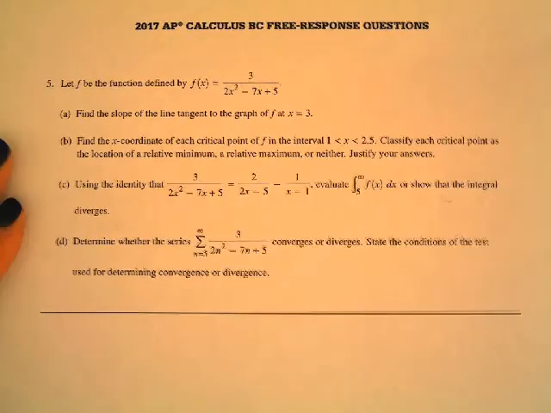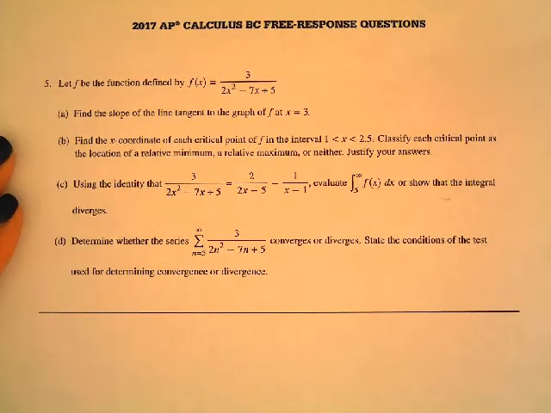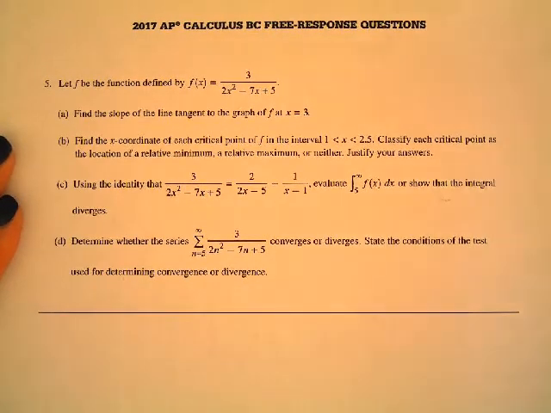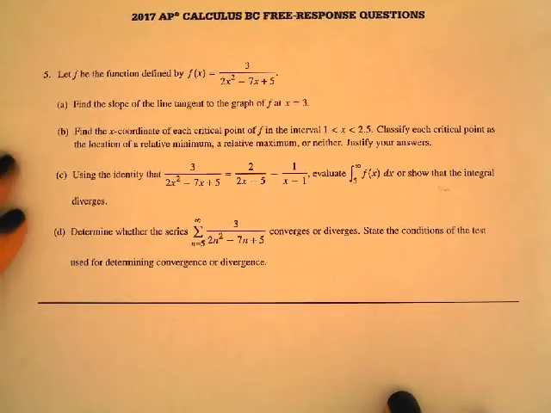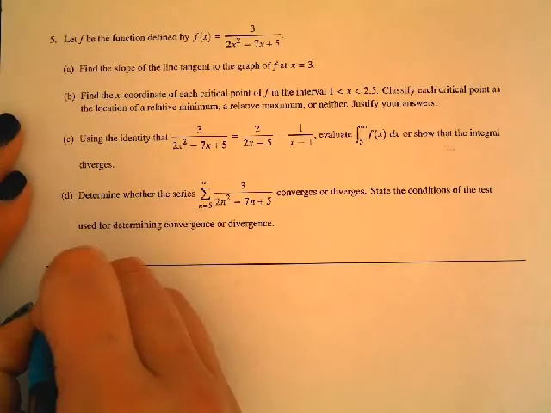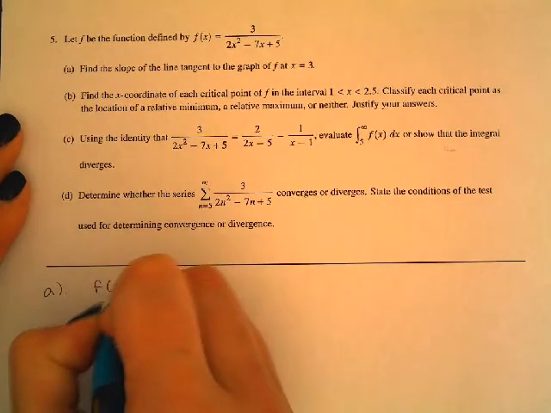All right, this is the 5th FRQ on the 2017 BC exam. So the first thing they want us to do is find the slope of the tangent line at 3. So that's pretty easy. We've got the function.